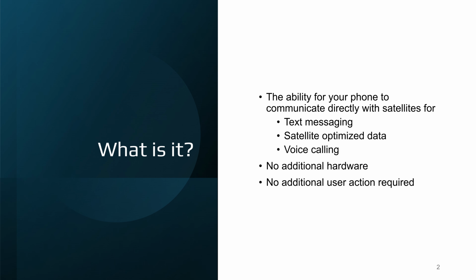What is it? All right, what is this Starlink Direct to Cellular Service? Well, this is the ability for your phone to communicate directly with satellites for things such as text messaging, satellite-optimized data, and voice calling. Some of you might be realizing that your phones can already do this. Most of the Apple products have a 2-year free service where you can text to satellites, and it works very well, and Apple's done very well with it. But this is a little bit different, and I hope to explain some of the differences here.